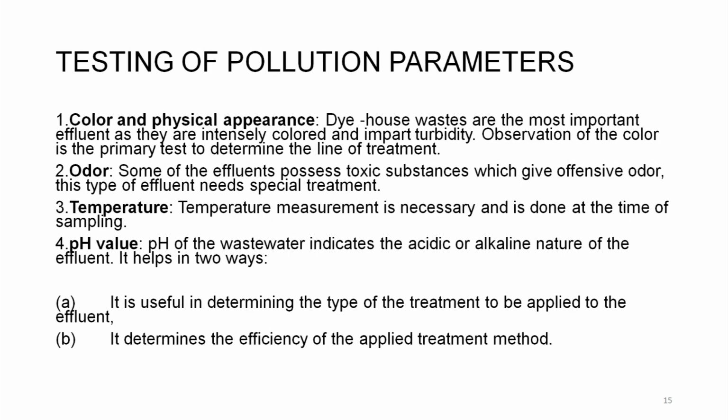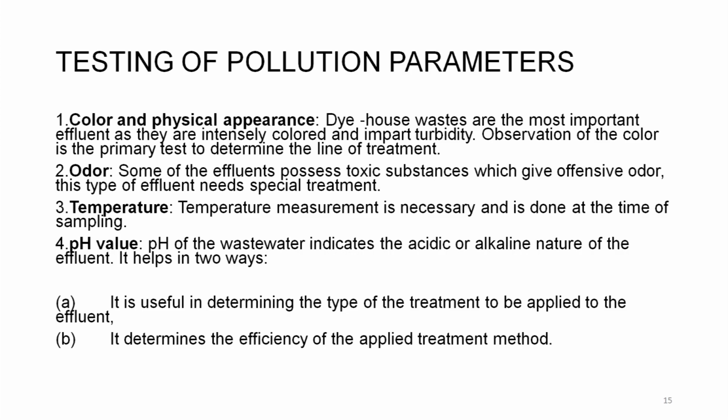So, testing of pollutant and pollution parameters, first comes the color and physical appearance. Dye house bases are the most important effluent, as they are intensely colored and impart turbidity. Observation of the color is the primary test to determine the line of treatment. So, first when the effluent comes to the laboratory, its color and turbidity are assessed.